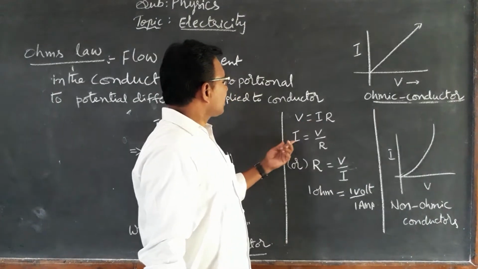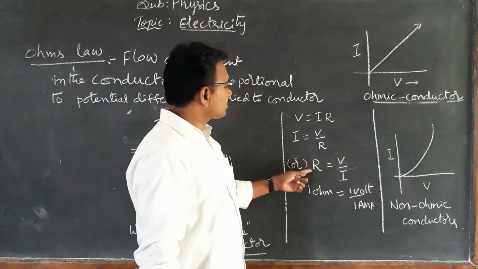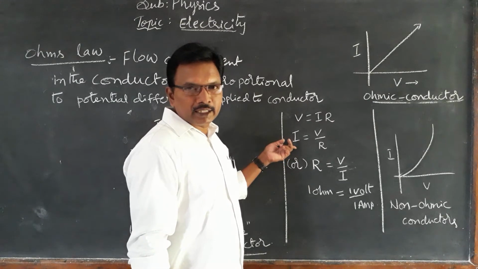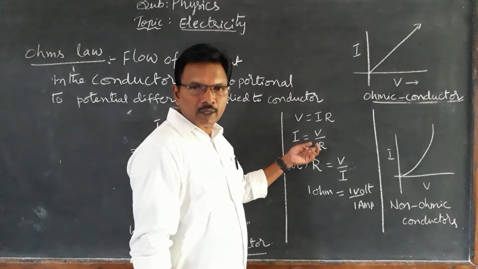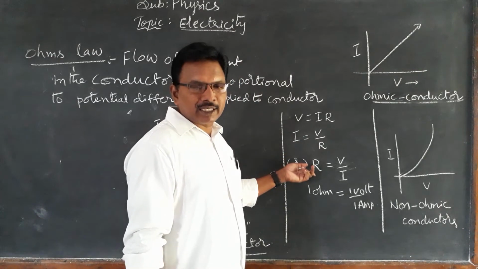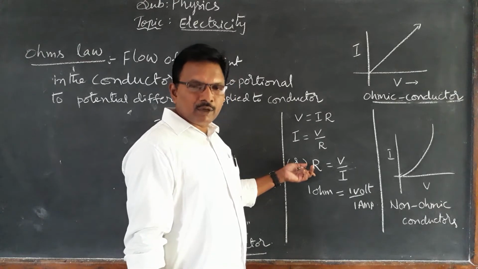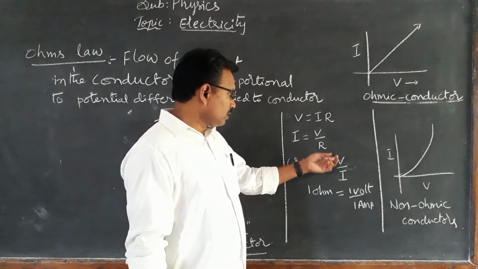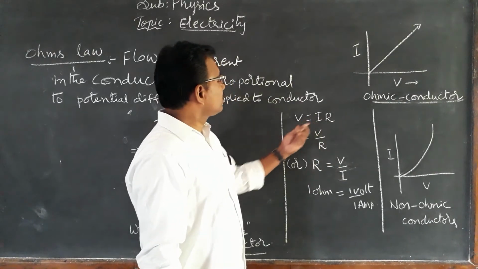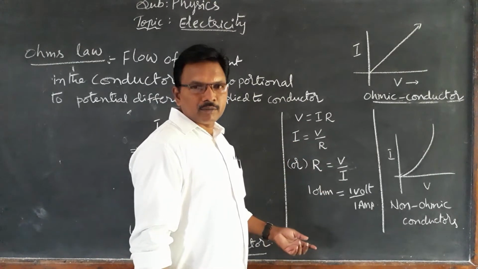So we can also write I is equal to V by R, and using this formula we can find out the value of the current in the conductor. Similarly, we can find out the resistance of the conductor, R is equal to V by I, from this same formula. I is equal to V by R, R is equal to V by I.